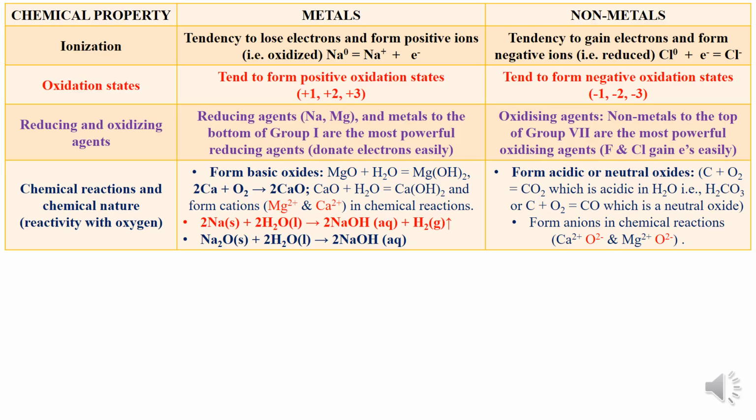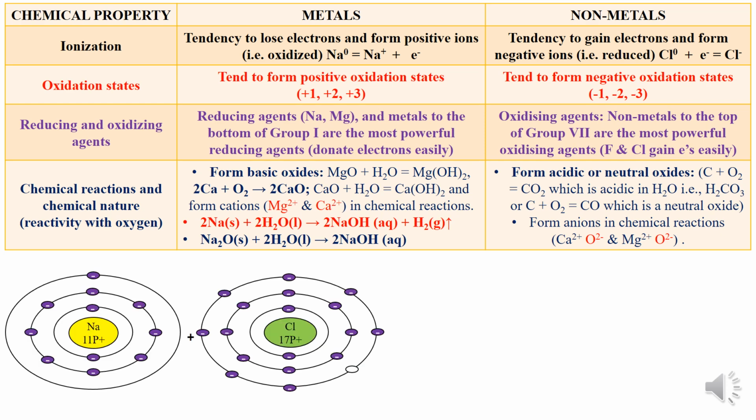Now, here are some of the important chemical properties of metals and non-metals. Let me explain the chemical properties of metals and non-metals with respect to sodium and chlorine atom. Sodium is a metal while chlorine is a non-metal.